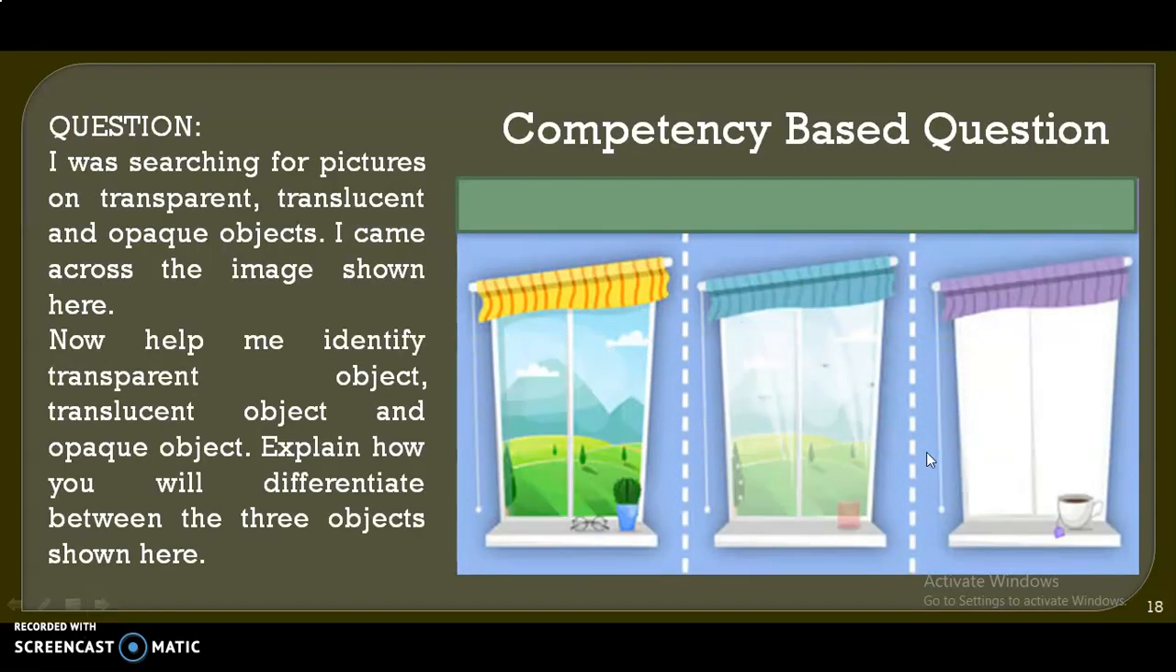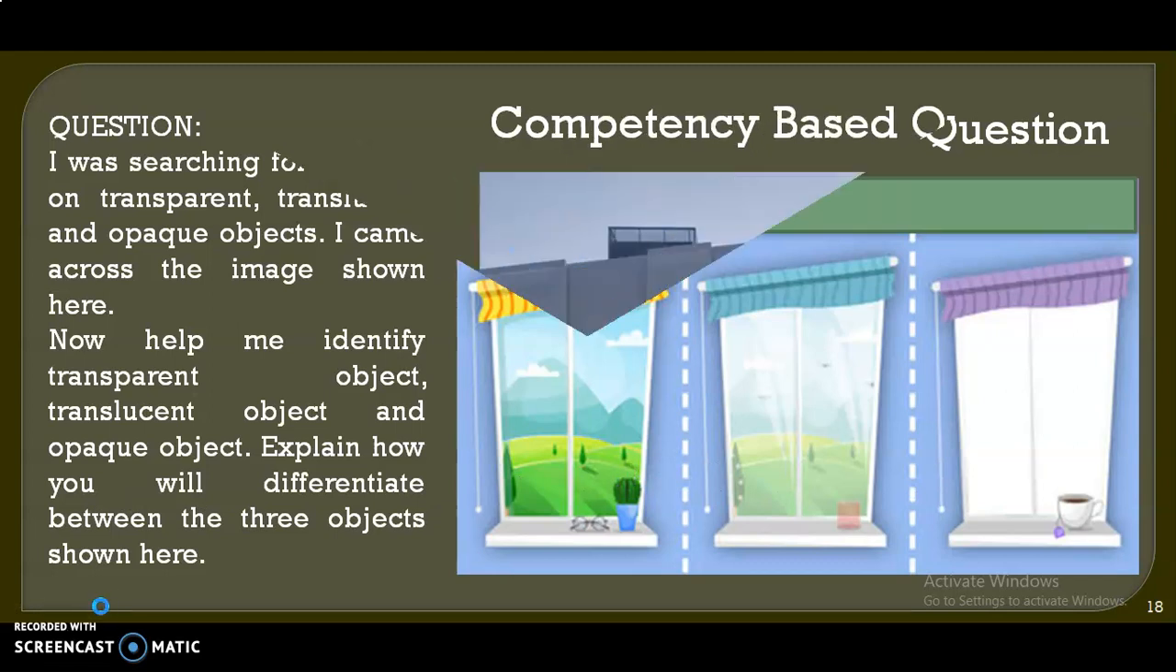Now, on the basis of today's learning, here is some homework for you. Look at the image given on slide number 18. Your first question is that I was searching for pictures on transparent, translucent and opaque objects. I came across the image shown here on this slide. Now you have to help me identify the transparent object, translucent object and opaque object, and explain how you are going to differentiate between these three objects.